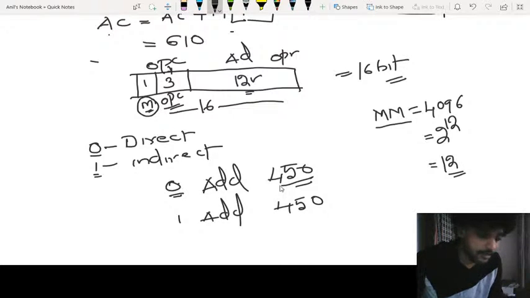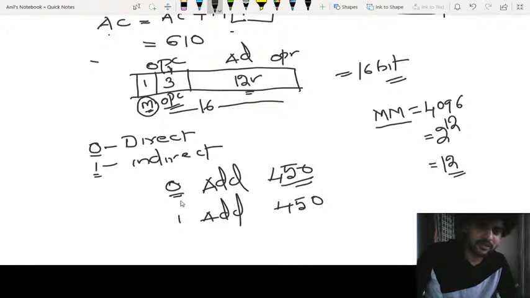anyhow we are going to main memory or not? Tell me. My question is, 450 is the memory address. Yes or no? What is 450? Tell me. I am not getting any answers here. Very good. 450 is nothing but an address, right?